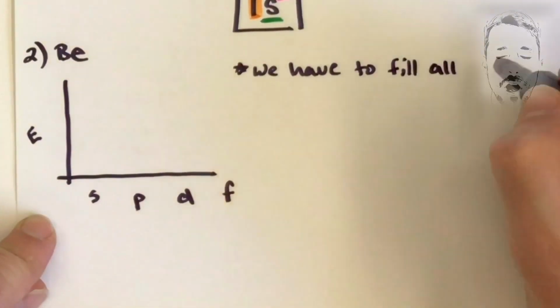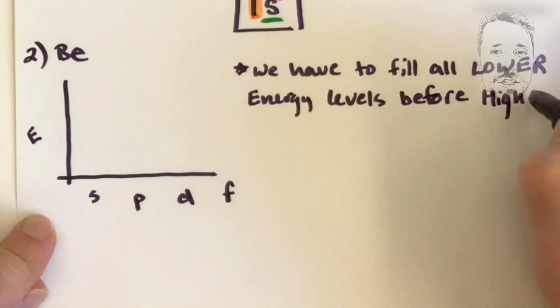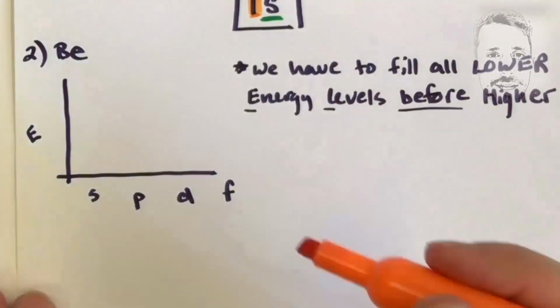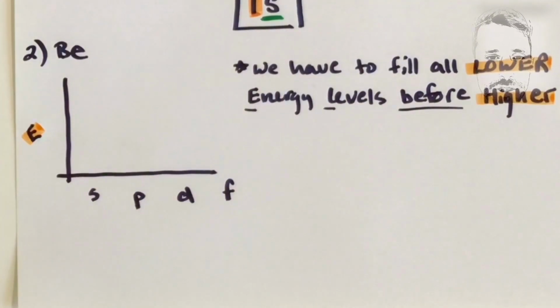We have to fill all the lower energy levels before we fill those higher energy levels. That's another rule of filling these. And there's another video on that you can check out if you'd like to see where some of these rules are coming from. There's some famous guys who came up with them.